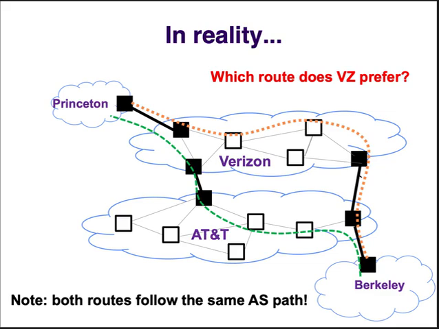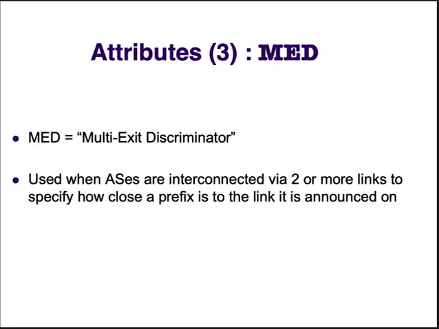There's another reason, but let's go with that. How would Verizon try to influence the way traffic enters their network? Verizon is advertising Princeton's prefix to AT&T, and somehow Verizon would like to tell AT&T, I would prefer it if you send me traffic to Princeton over this router that's on the East Coast. Nothing in what I've told you so far would work. We don't have anything in the protocol that would allow Verizon to implement this. And so the third attribute is designed to help autonomous systems influence how traffic enters their network. It's called MED, or multi-exit discriminator.